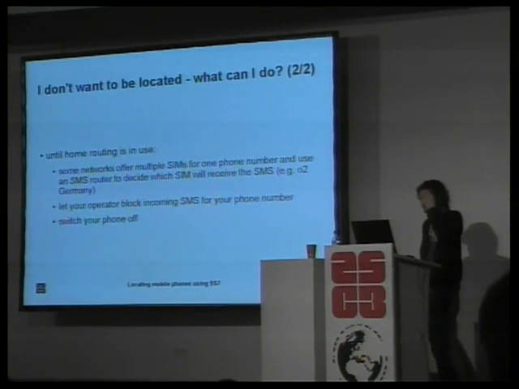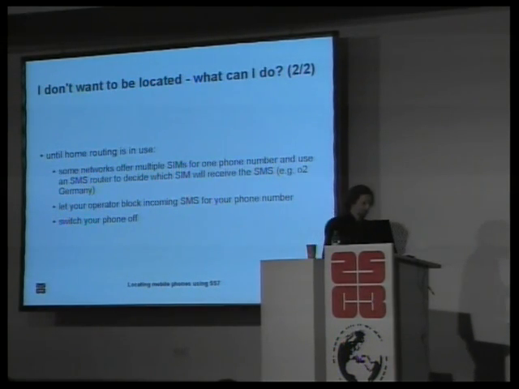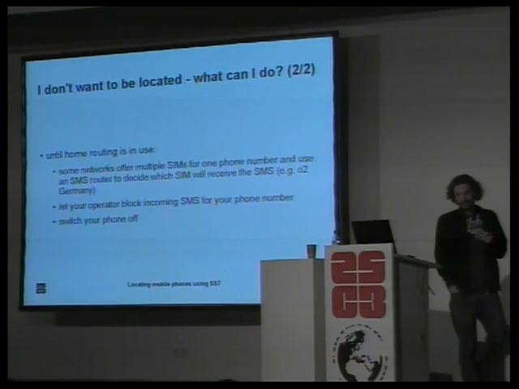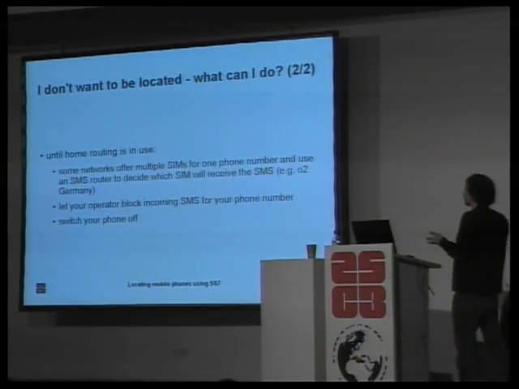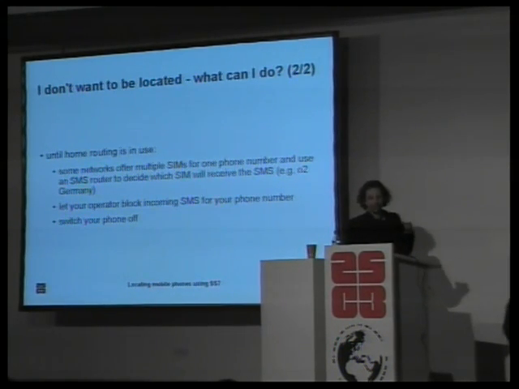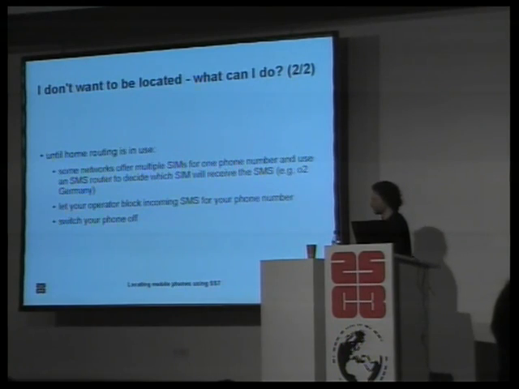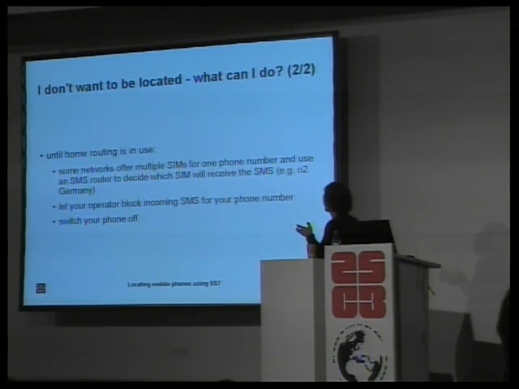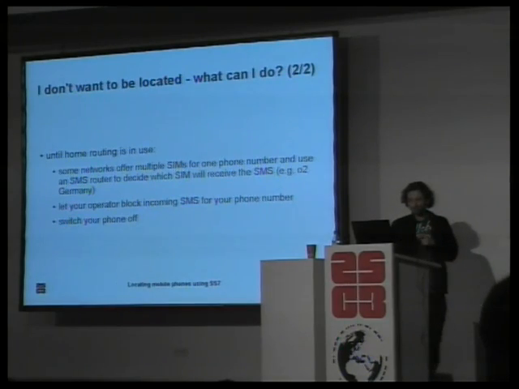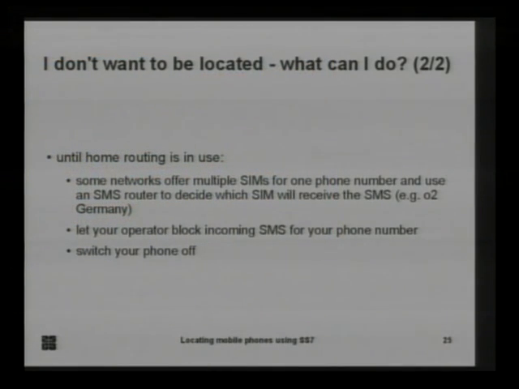As I said earlier, for example, if you are using O2 in Germany, what you can do is call them and say you want to use multi-card, and for a one-time fee of 25 euro, they will send you another SIM card, and then you will use that one MSC that's used for all multi-card customers, so it won't be possible to locate you anymore with this method. The other possibility is you could let your operator block incoming SMS for your phone number. Not a very good possibility. Also, you could, of course, always switch your phone off.